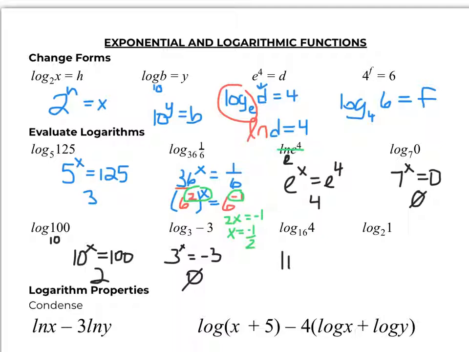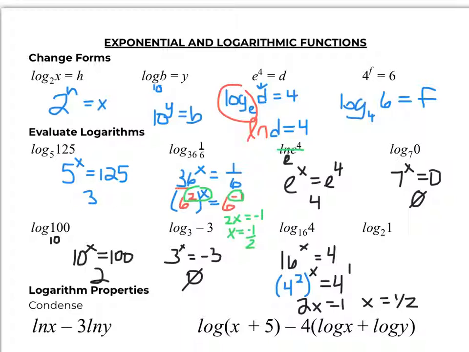What power of 16 gives me 4? Now, if you know a shortcut for this, then that's great. But if not, here's what we can do. We can rewrite 16 to be in the same base. So 4 squared, and then do what we did in the other problem. Equals 4 to the 1. So 2x equals 1, and x equals 1/2.